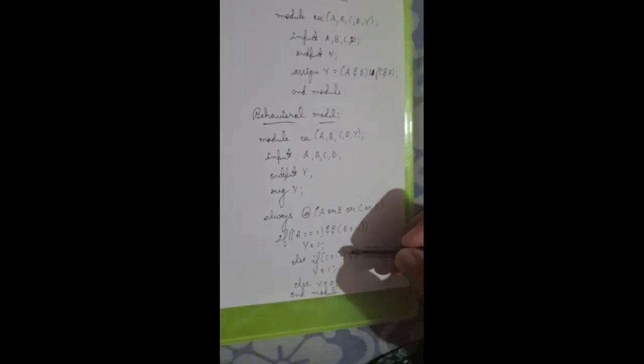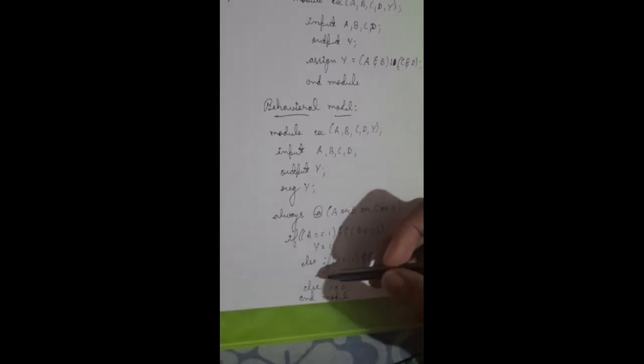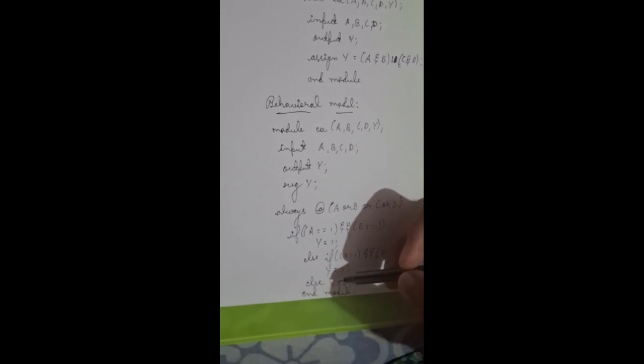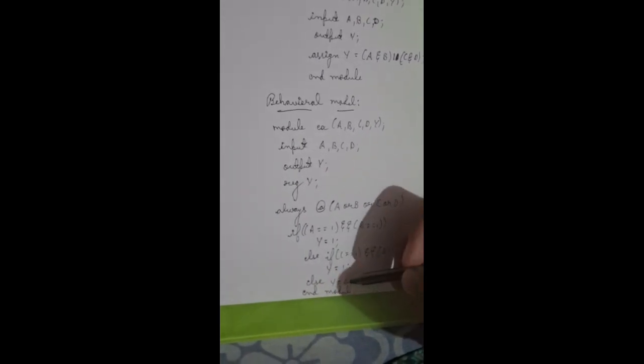Else if C is equal to 1 and D is equal to 1, the output will also be 1. It doesn't matter whether A or B is 0. If both are 1, we will get the output as 1. Else, if any of the values is 0, we will get the output as 0. And we end the module.